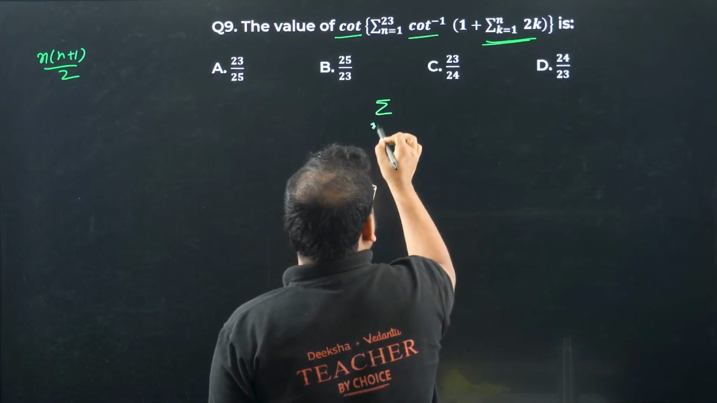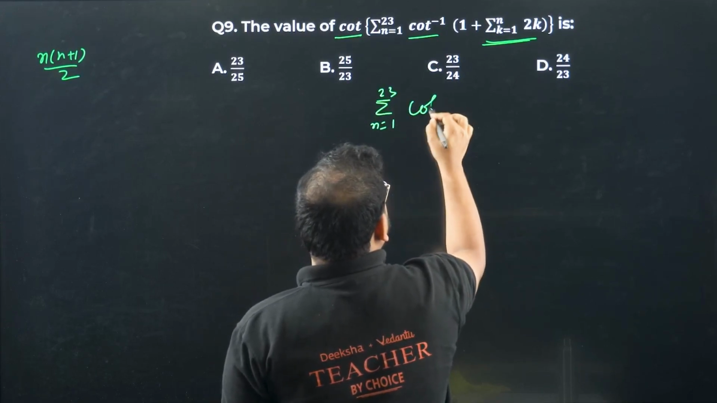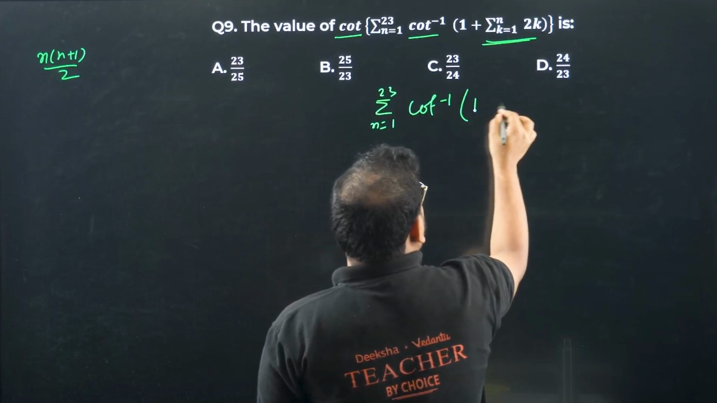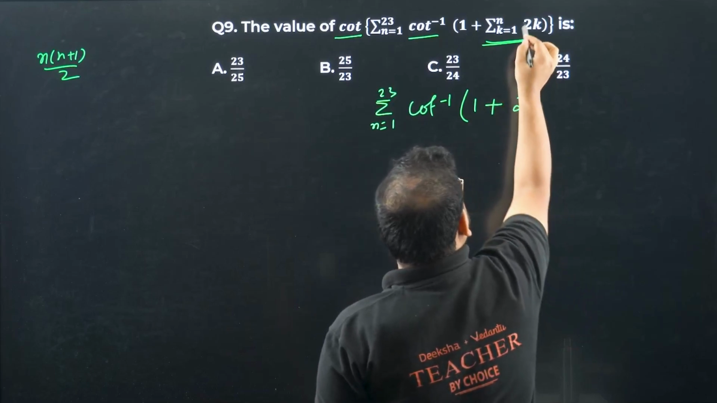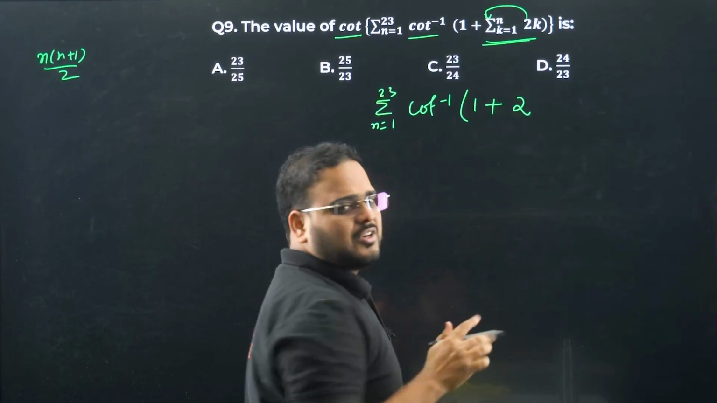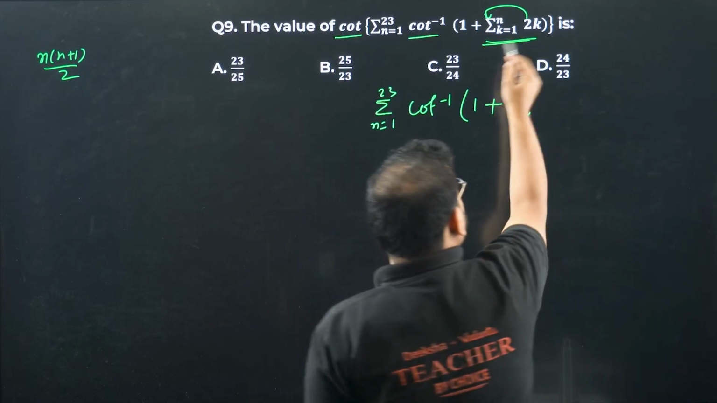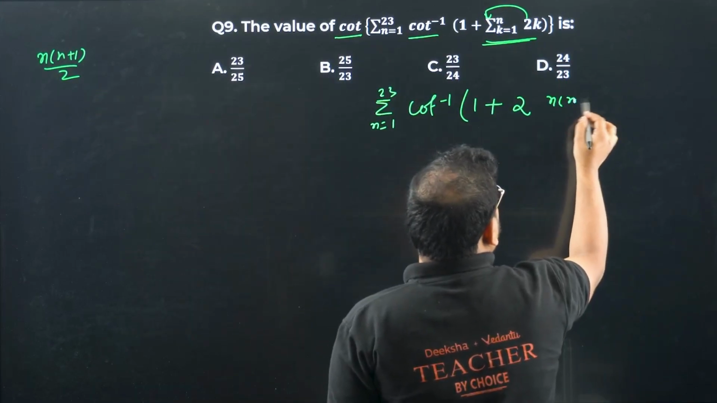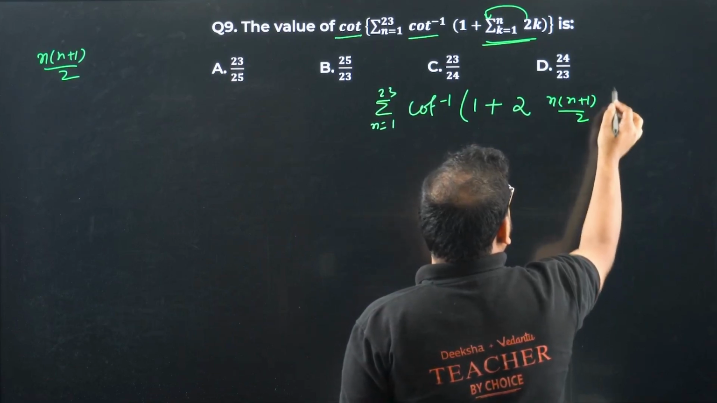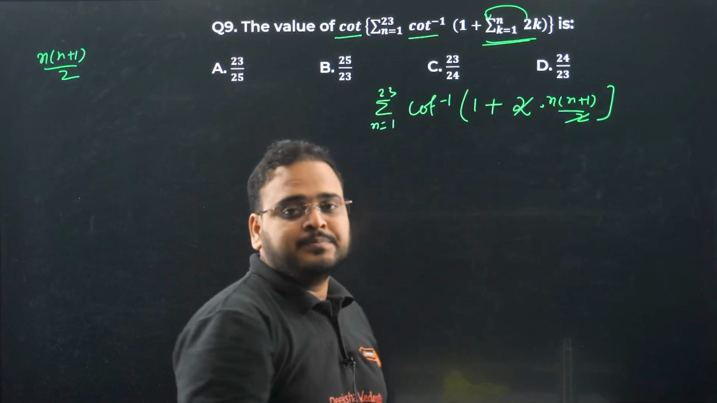Summation n equal to 1 to 23, and right here cot inverse, right here 1 plus, and this will become what, dear? This 2 can be a constant kept outside the summation. It's a constant, right? And this summation of k becomes n times n plus 1 by 2. Cancel this 2 and 2 out.